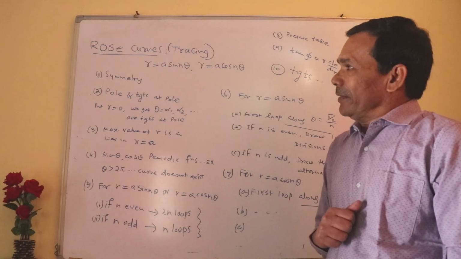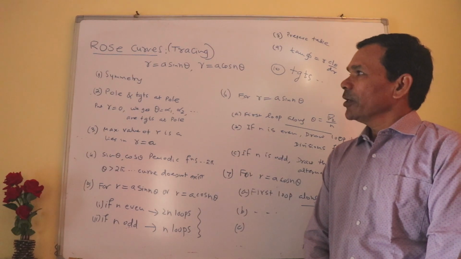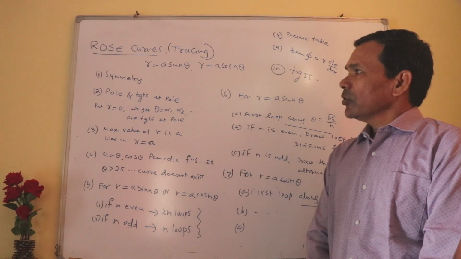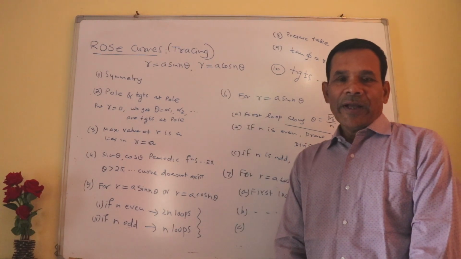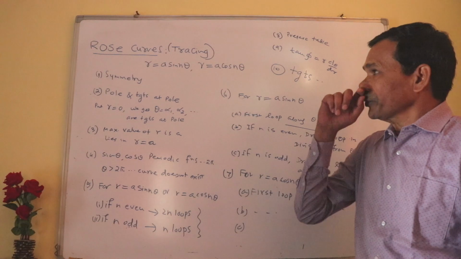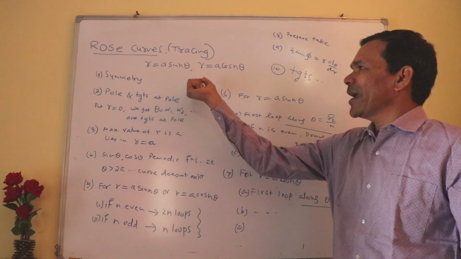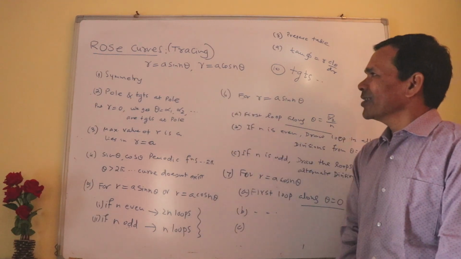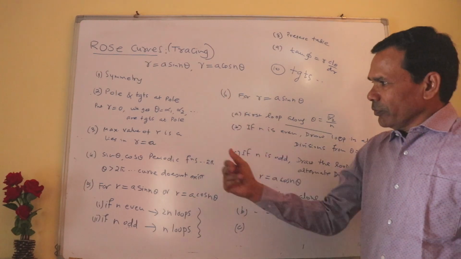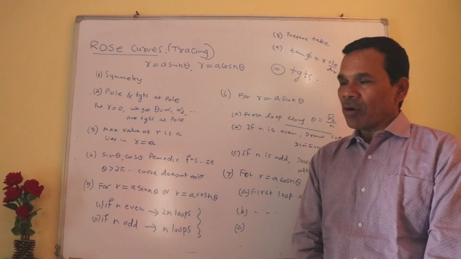We are going to learn rose curves today, the tracing of an important type of curve. Why is it called rose curves? It is like a rose having some petals, some loops, so that's why it is called a rose curve. To trace this curve, there are two types of curves here: r is equal to a sine n theta and r is equal to a cos n theta, where n is an integer.